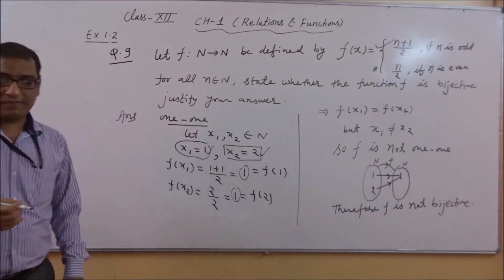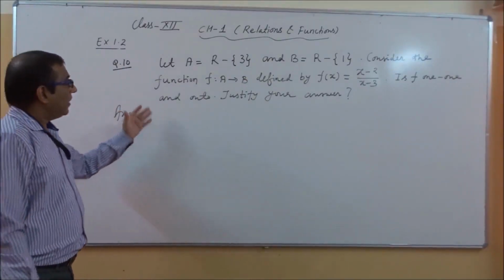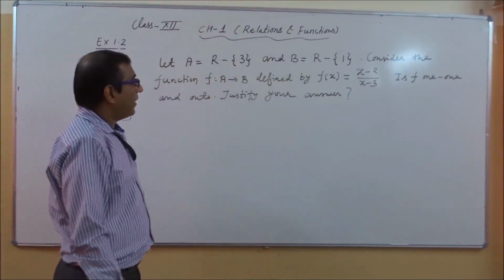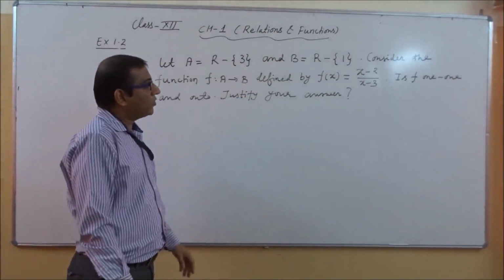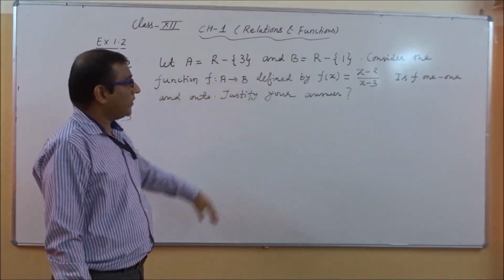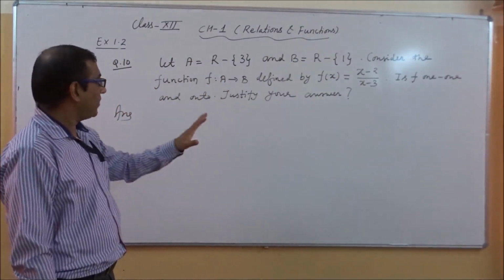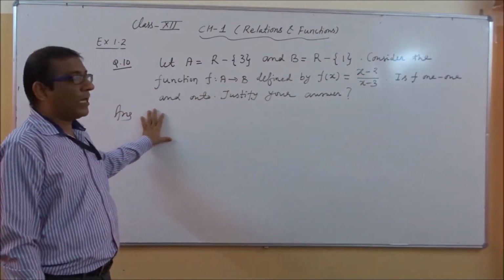Now I am continuing with question number 10. Let A equal R minus {3} and B equal R minus {1}. Consider the function f from A to B defined by f(x) equals (x minus 2) upon (x minus 3). Is f one-one and onto? Justify your answer.